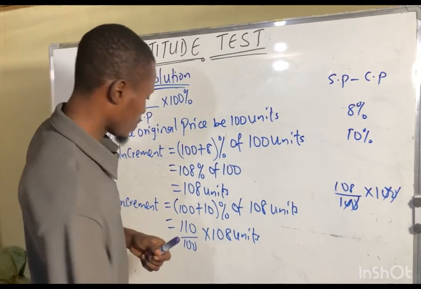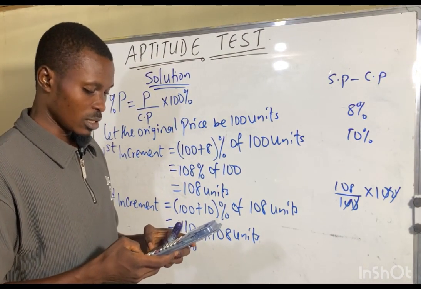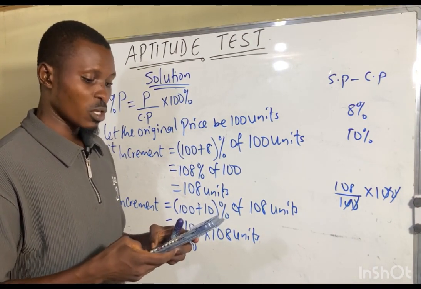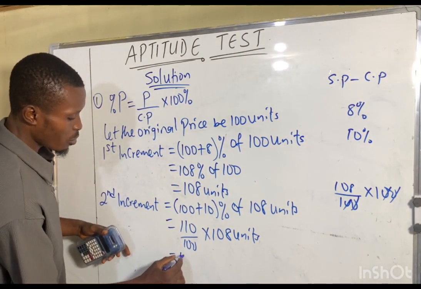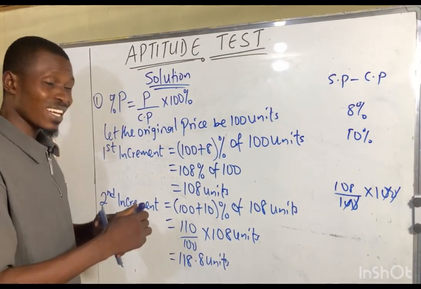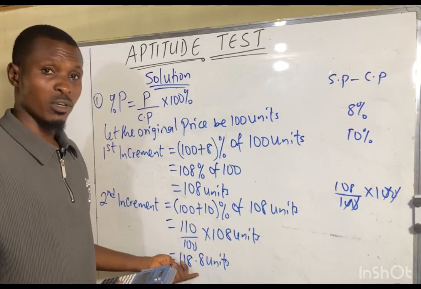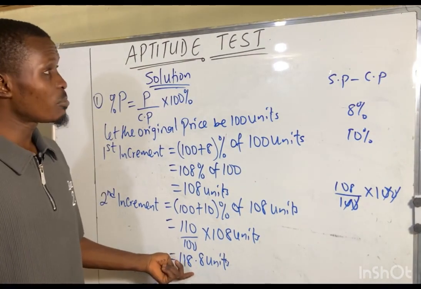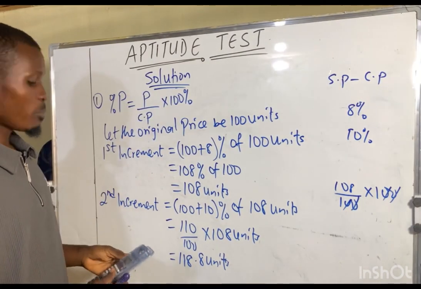And what will this give us? We have 110 divided by 100 times 108. That will give us 118.8 units. So this is the final selling price, after the increment. Sorry, I said cost price earlier, the final selling price rather. So we've gotten our selling price. Our cost price is 100 units. So substitute here, and that will give us the percentage profit.